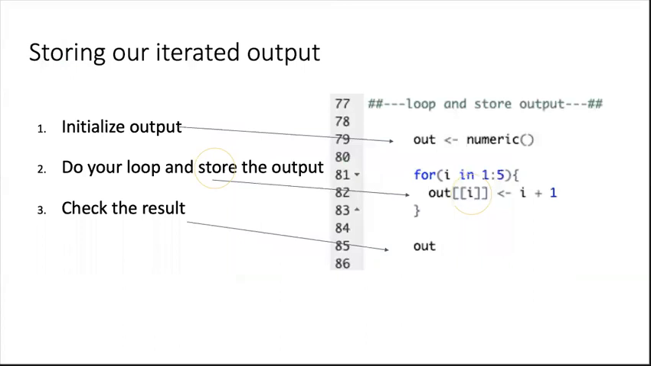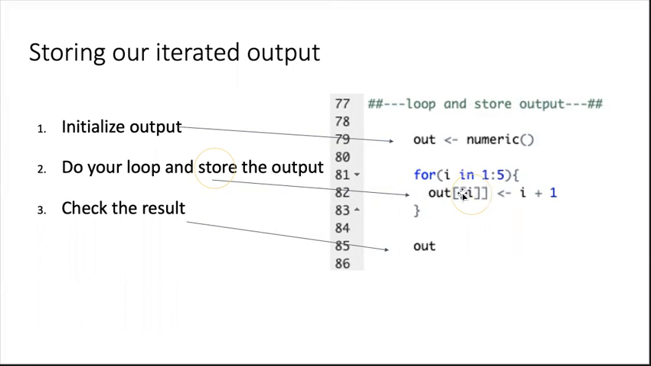So in the previous example, we would only get the printed out version of what we had printed there, 1 through 5. And if we actually wanted to store that output somewhere, what we could do is initialize an output. So here in line 79, I'm making an empty numeric object called out. And what we're doing here is storing the output by using this indexing notation in our out object. And then we can see the result.